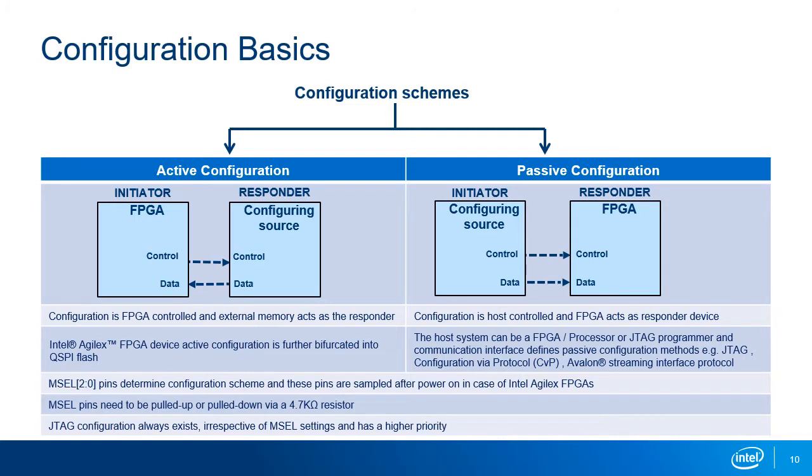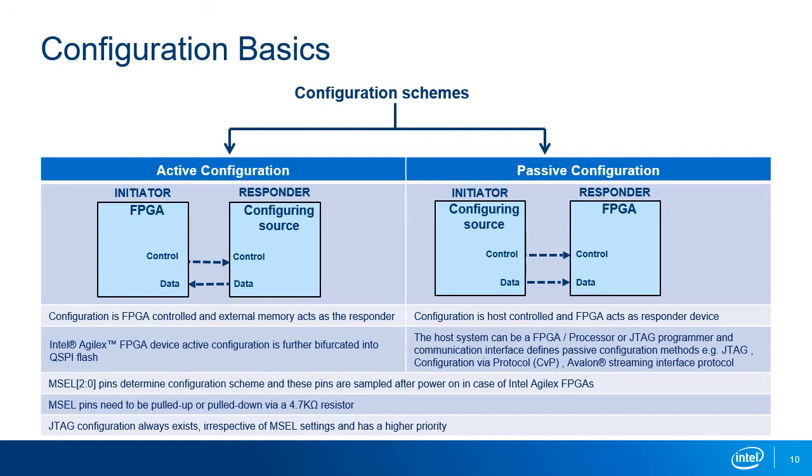Passive configuration schemes utilize a host as the configuration initiator to configure the responder FPGA device. The initiator host has full control over the responder FPGA device and supplies the control and data signals to the FPGA device. Such an arrangement takes into consideration any back pressure the FPGA may face during configuration file decompression.